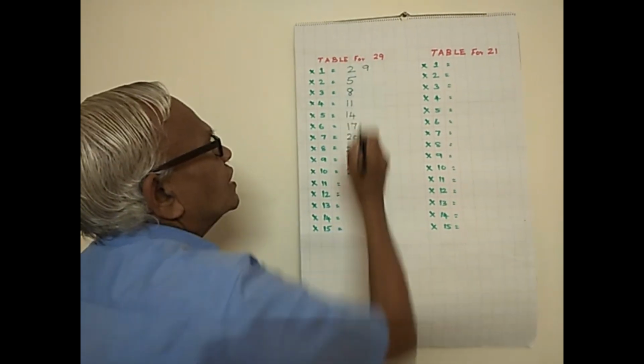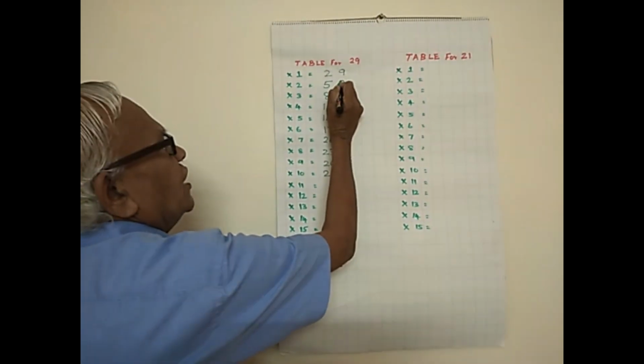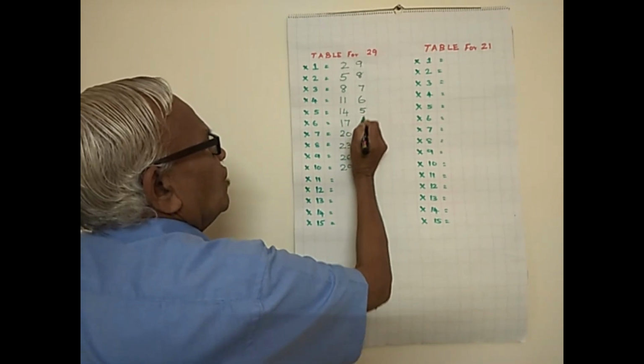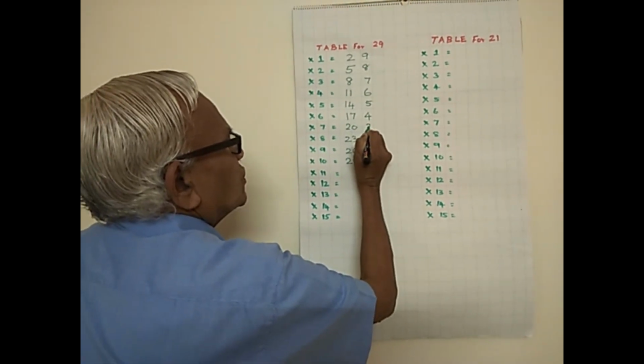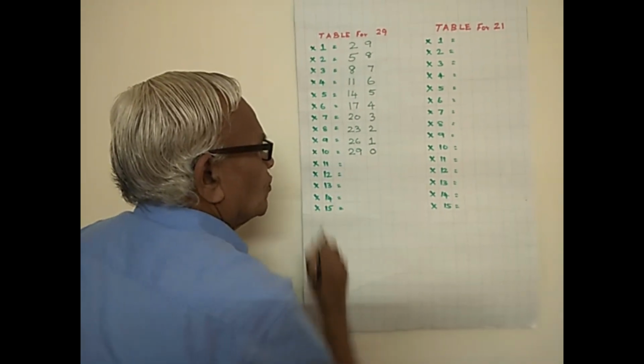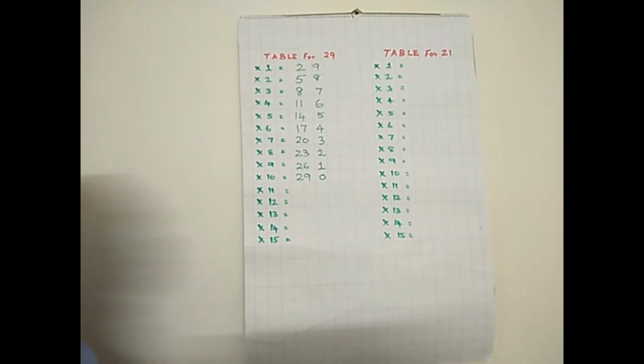Then I will start decreasing the unit digit by 1: 8, 7, 6, 5, 4, 3, 2, 1 and 0. So now we have the table for 29 from 1 to 10.